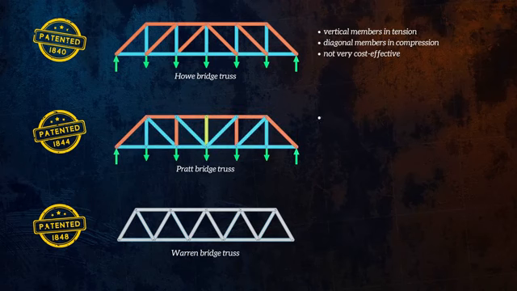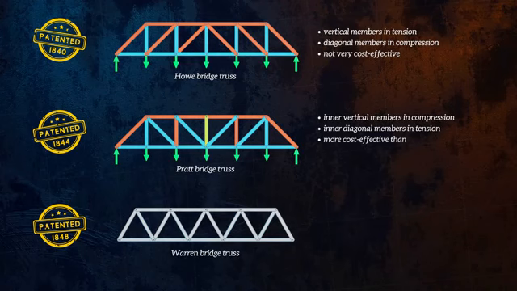Its vertical members are mostly in compression, and its inner diagonal members are in tension. This is more cost effective than the Howe truss, since the longer diagonal members can be thinner. Longer members are also more susceptible to buckling under compressive loading than shorter ones. So it's a good idea for long members to be in tension.